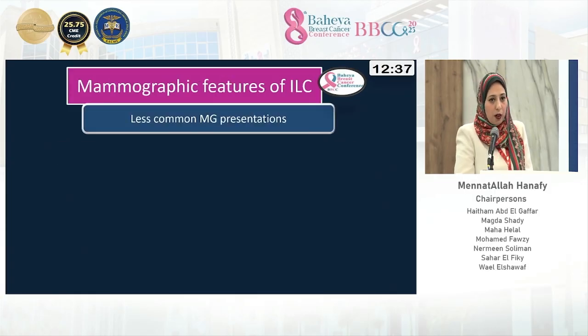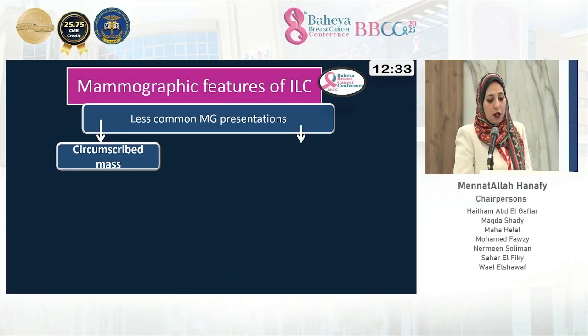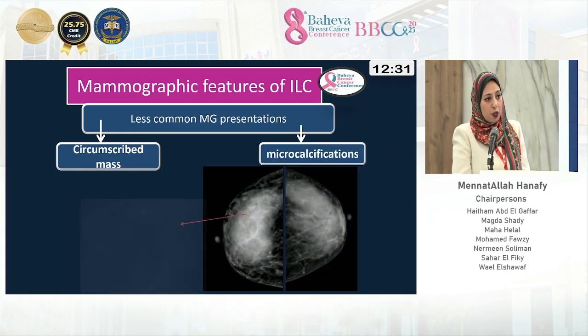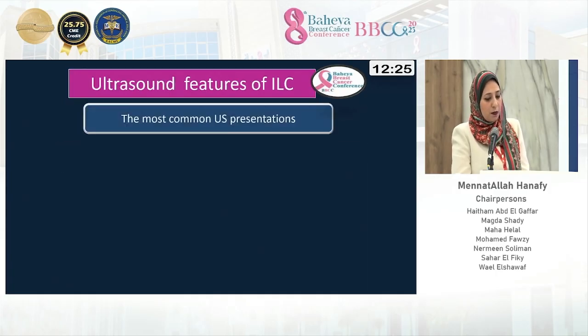The less common mammographic presentations are circumscribed mass or suspicious microcalcifications, as in this case, where there were right breast suspicious amorphous microcalcifications.